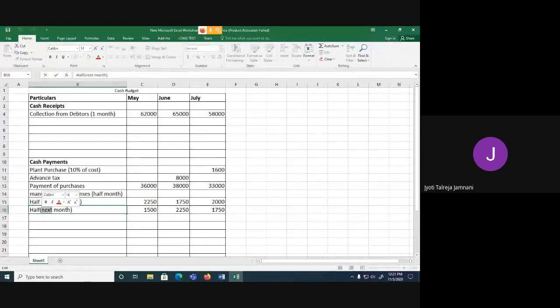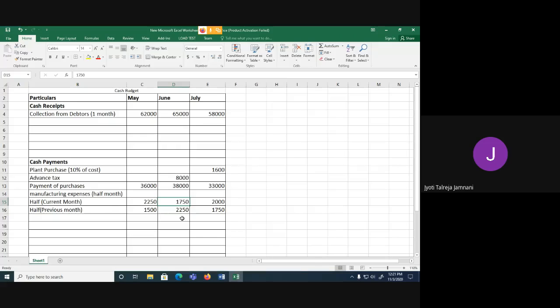Previous month, ma'am. So we'll call it previous month. So current month's 2,250, previous month's 1,500. That is April. So here, current month 1,750 of June and previous May 2,250. So after this, in all the sums, we'll call it current month and previous month instead of next month.